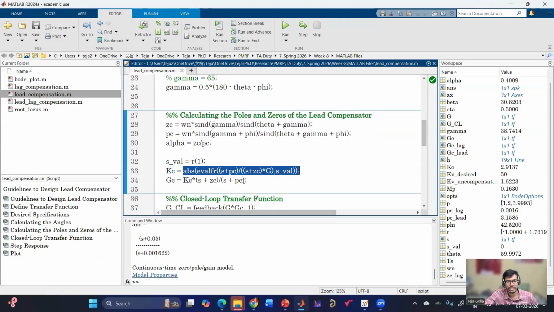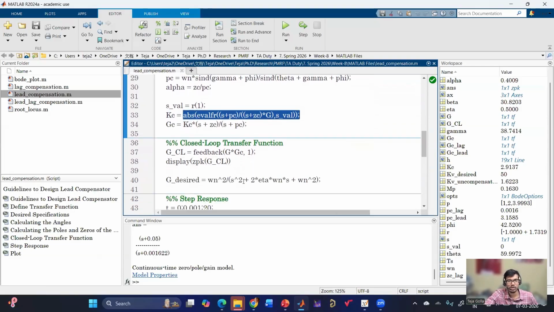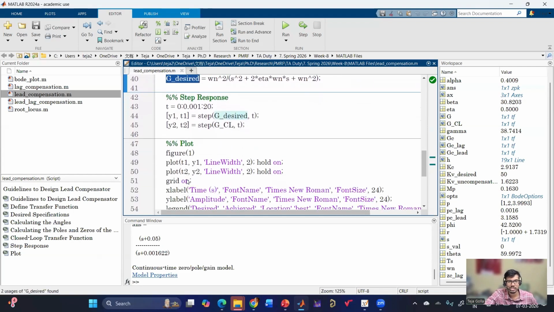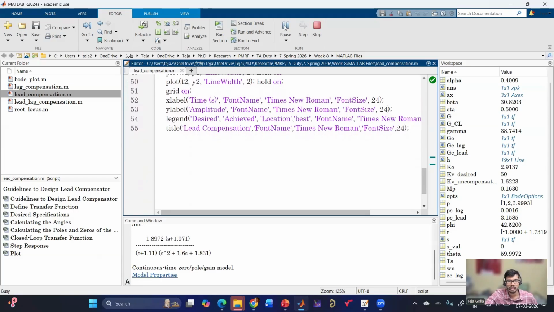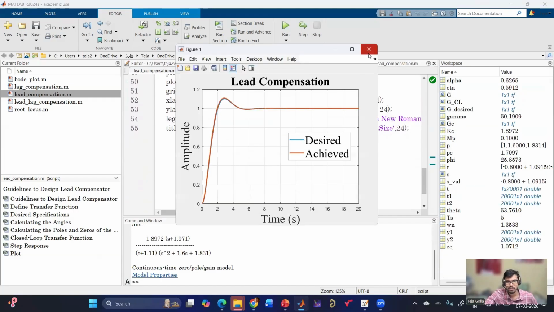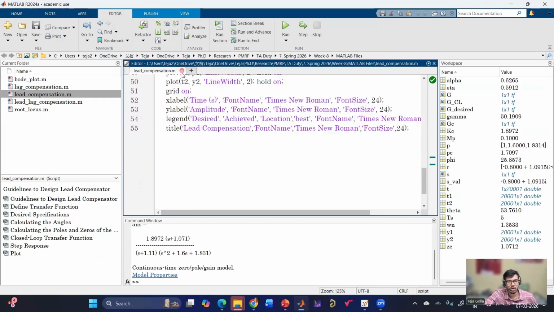And once Kc, Zc, Pc are obtained, I'll calculate the closed loop transfer function and the desired transfer function, and then see whether the step response is matching or not. And then if we do, for this case, it is perfectly matching. So that is all about the lead compensation.